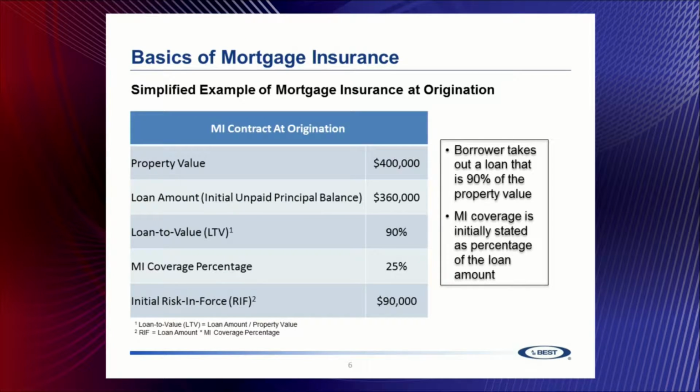Let's go through an example of mortgage insurance. Here you have a borrower who takes out a loan for $360,000 based on a property value of $400,000. So the loan-to-value ratio for this mortgage is 90%. The MI promises to pay 25% of the first loss upon a default of the mortgage. And so the risk in force here is $90,000.